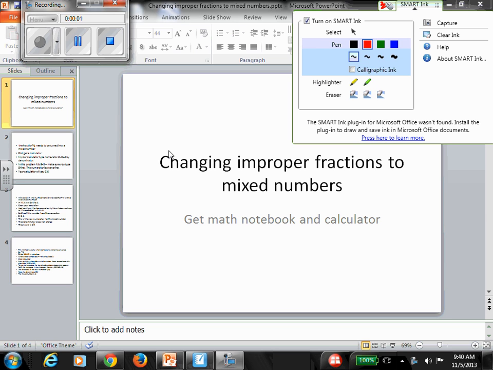Today I'm going to create a video on changing improper fractions to mixed numbers. To do this video, I want you to get your math notebook so that you can take your notes, and I want you to have a calculator ready to be used. If you don't have those with you, pause the video and go get those two things.